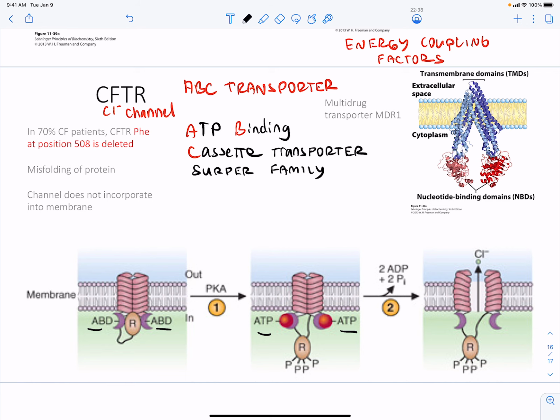For our cystic fibrosis patients, the most dominant mutation in this transporter is a deletion of the phenylalanine at position 508, which causes misfolding of the protein. The channel does not incorporate into the membrane, and so they have a lack of channel.